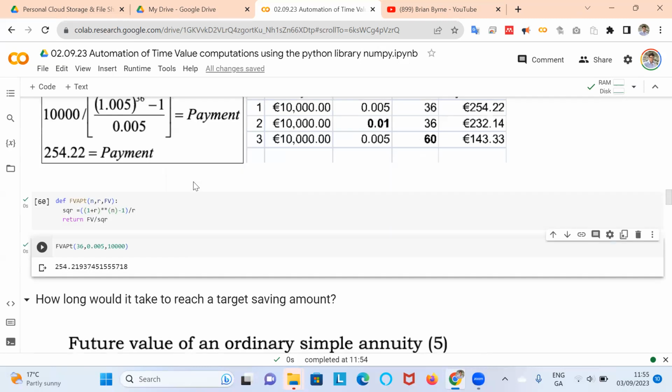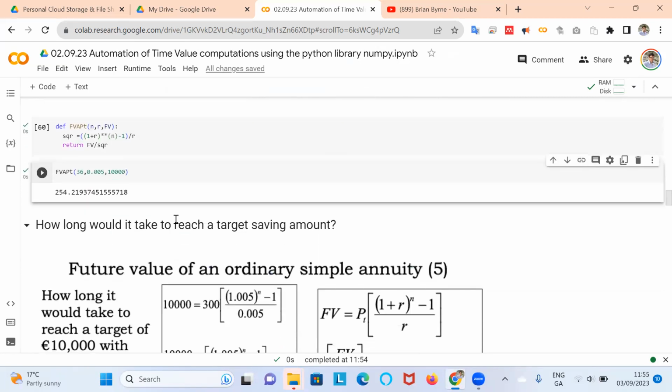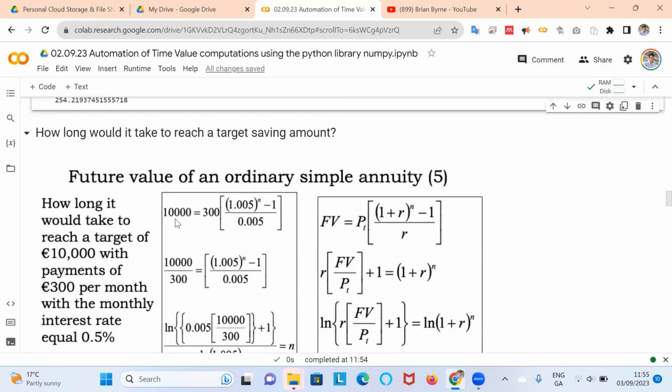And there's different ways of obviously motivating the question here. So for instance, in this next question, we're looking at how long, right? The unknown here is going to be, okay, if we put in $300 per month and the interest rate is 0.5% a month, how many months will it take before we have in full accumulated 10,000 euros or $10,000? So how long would it take to reach a target of 10,000 euros with payments of 300 euros per month with the monthly interest rate of 0.5%?